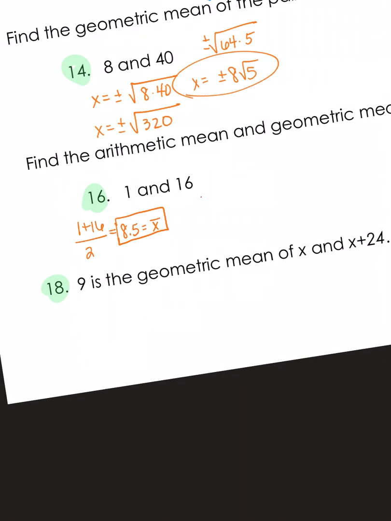For the geometric, I'll do the proportion for this one. 1 over x equals x over 16. Cross multiply, x squared equals 16. Root each side, x is equal to plus or minus 4 for the geometric mean.